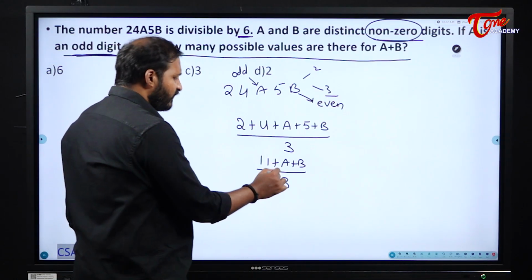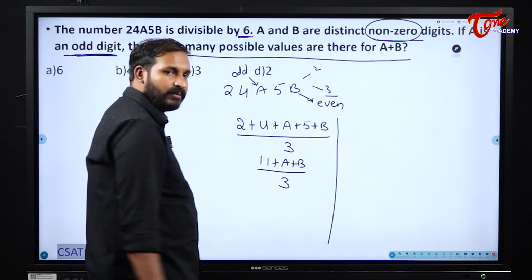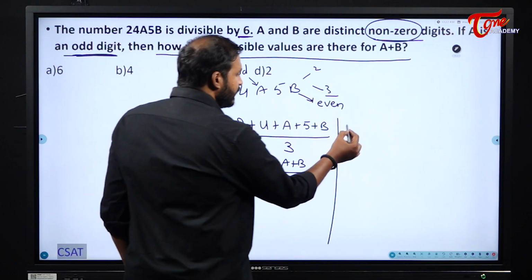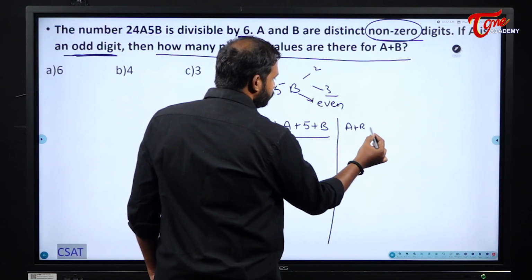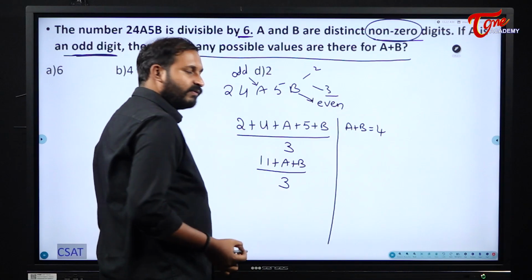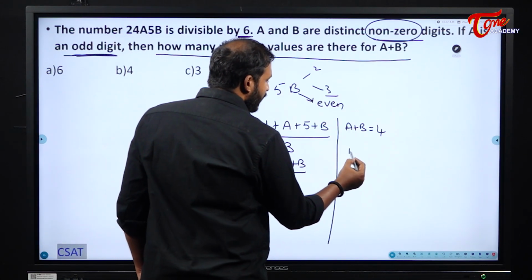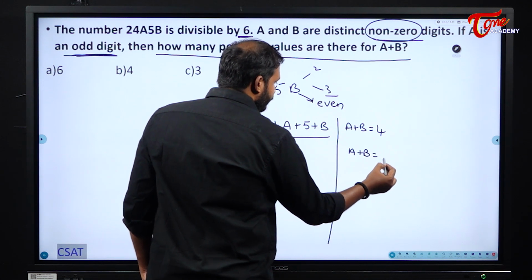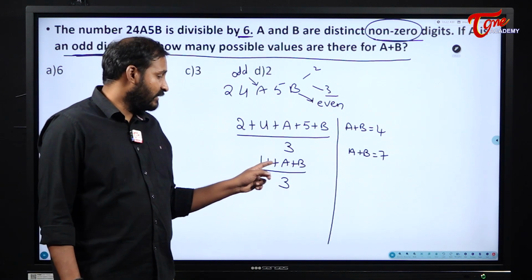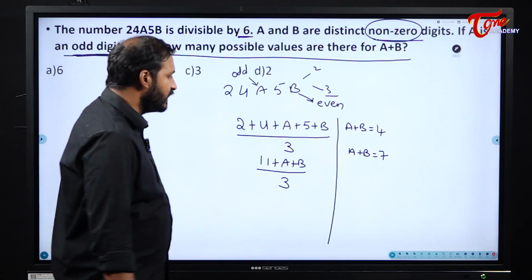Now tell me, in general, what are the possible values for A plus B I can take? A plus B I can take 4. The reason is 11 plus 4 is 15, and 15 is divisible by 3. There is a chance. Next, A plus B value I can take 7. The reason is 11 plus 7 becomes 18. 18 is divisible. Yes, there is a chance.